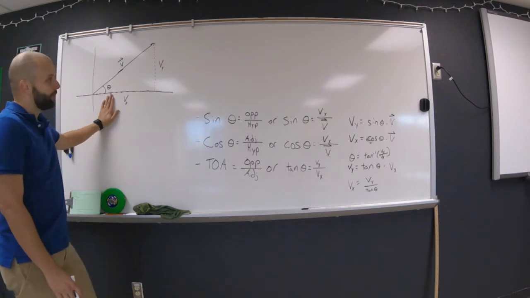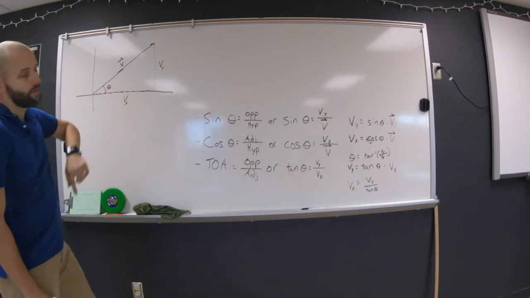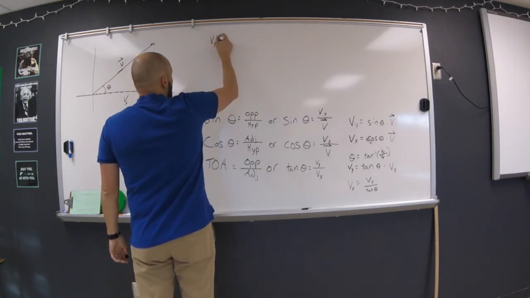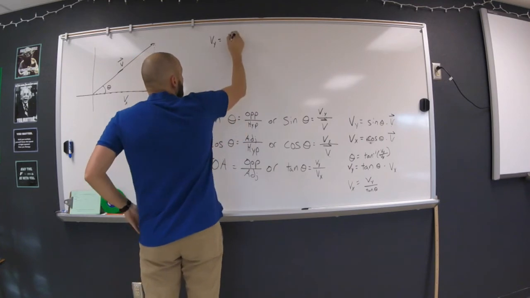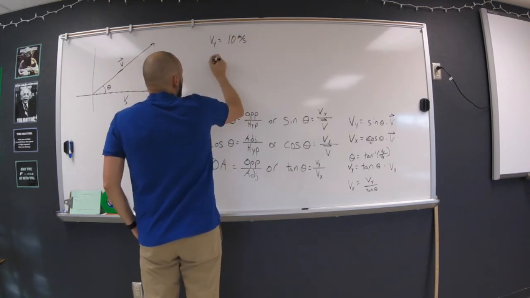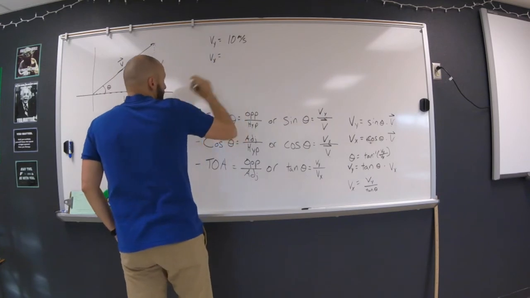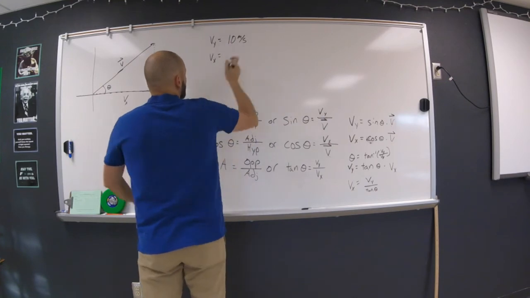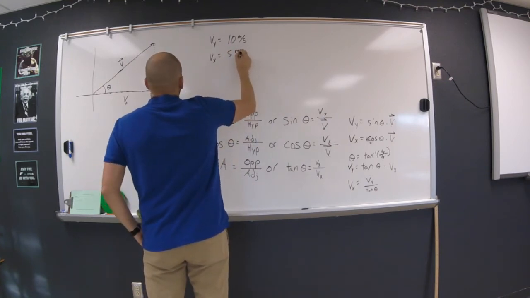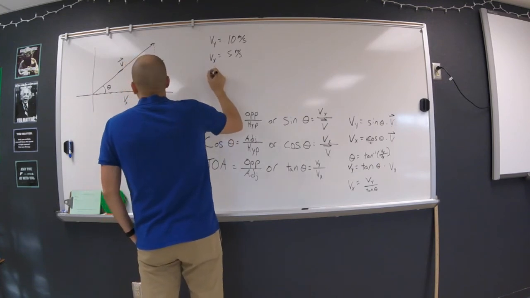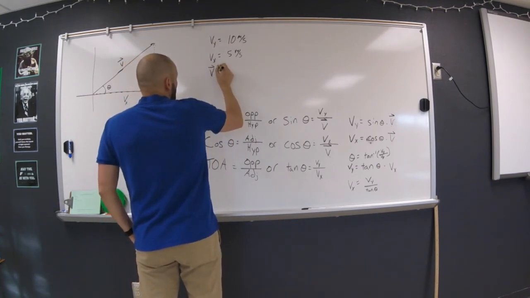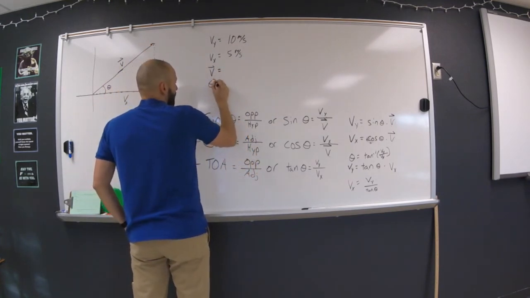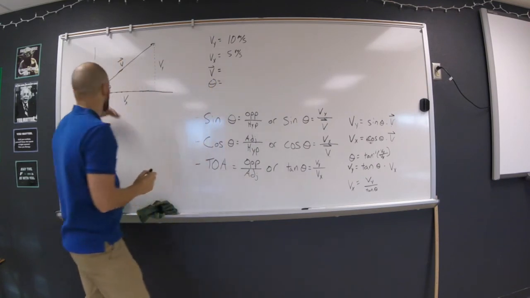So we're going to start off with a problem. First, we want to know the angle. So we're going to say that the velocity in the y direction, or the vertical direction, is 10 meters per second. The velocity in the horizontal direction we're going to say is 5 meters per second. And then we want to solve for the actual vector, or your velocity, and we also want to solve for theta. What was this angle that we went out?